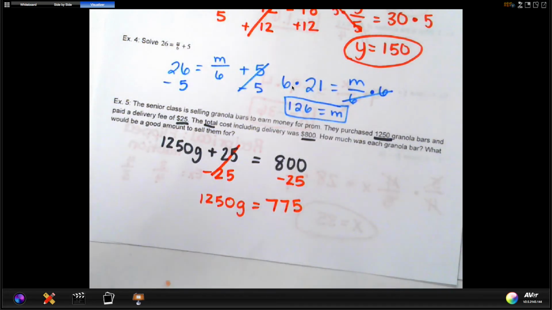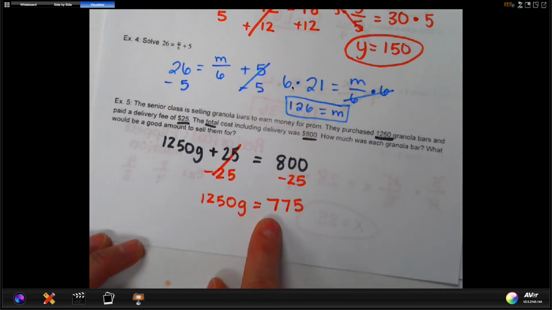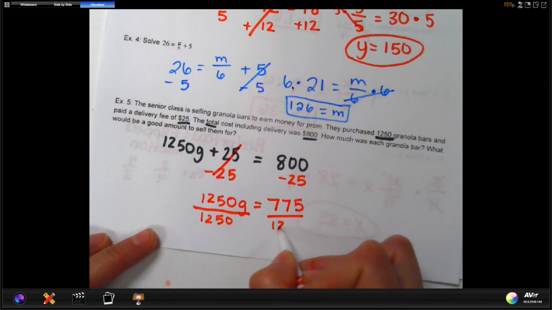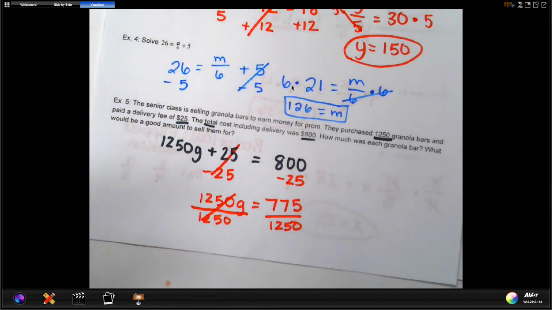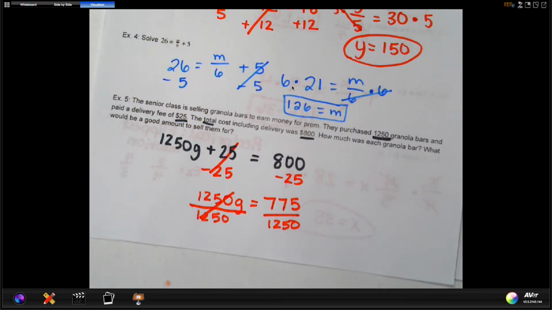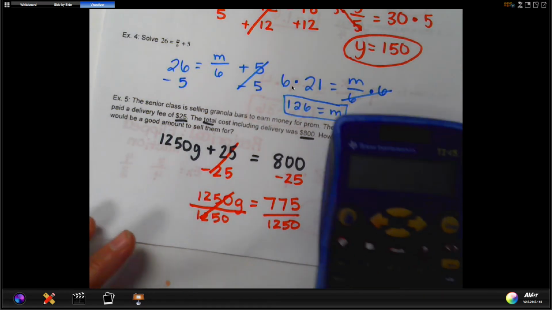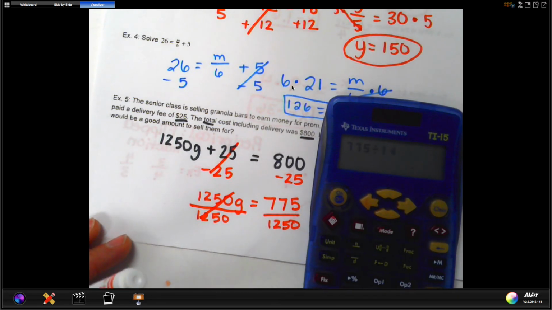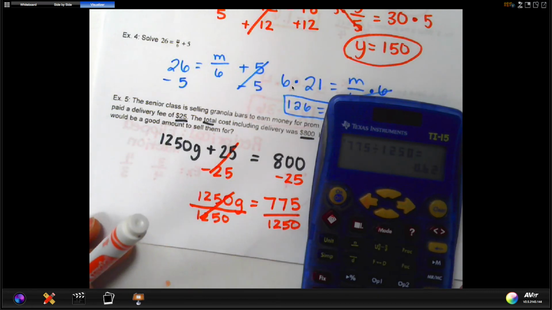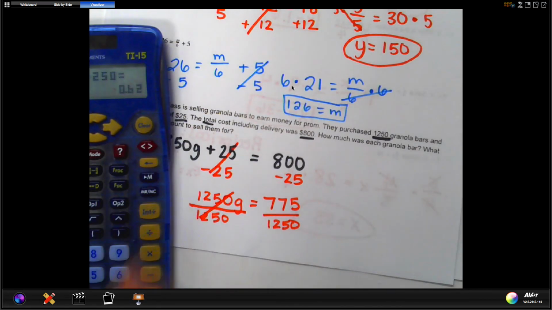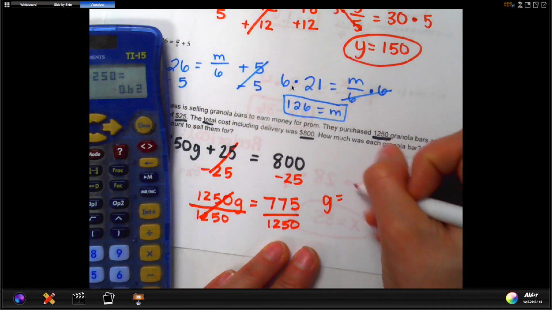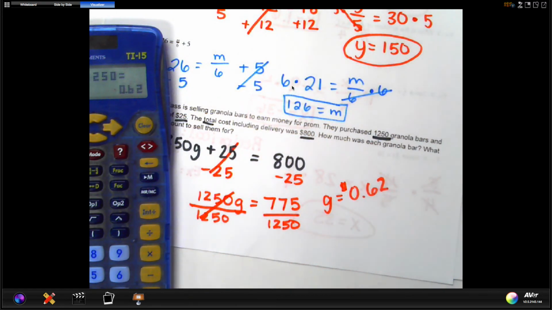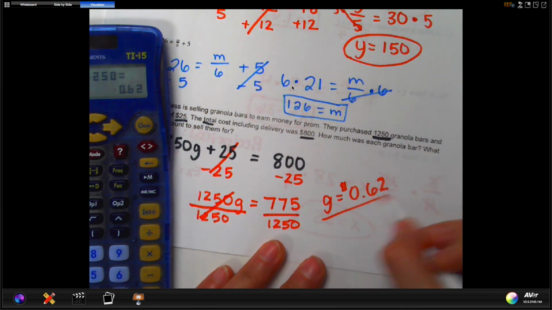And now this looks weird, right? But 1250 times g, we're going to undo that by dividing. And you might be saying, Mrs. Richards, that's going to give me a decimal. I want to remind you that we're working with money, though. So 775 divided by 1250 gives me 0.62, and that's okay because our granola bars are priced in dollars, so that means they were 62 cents each from the company. So that's part of our answer.